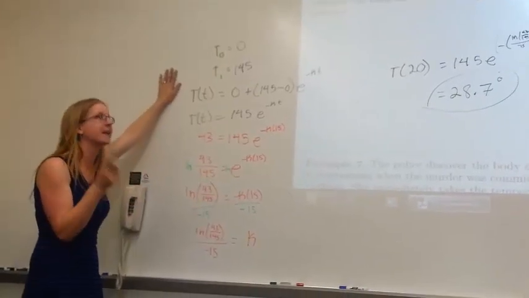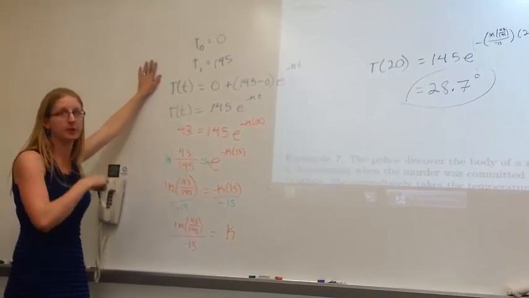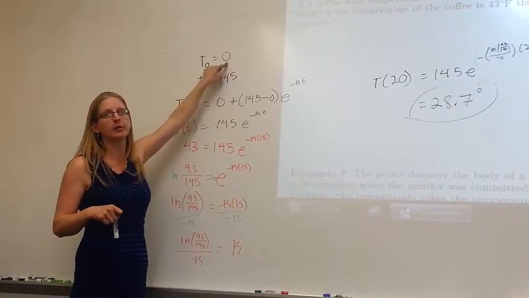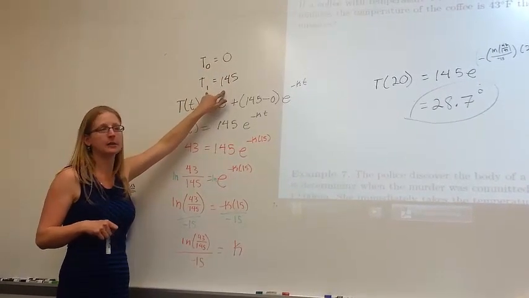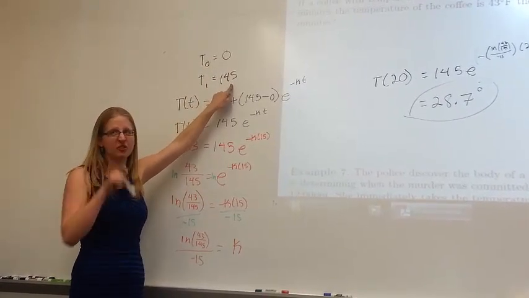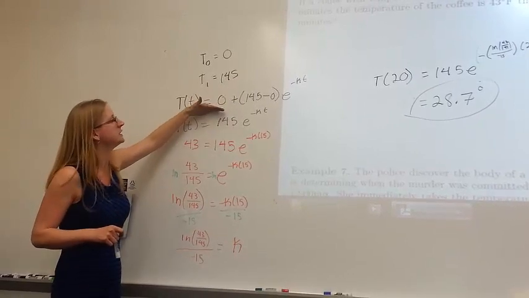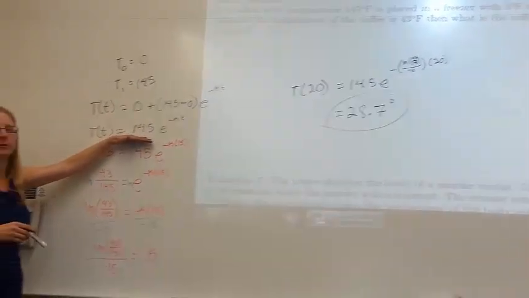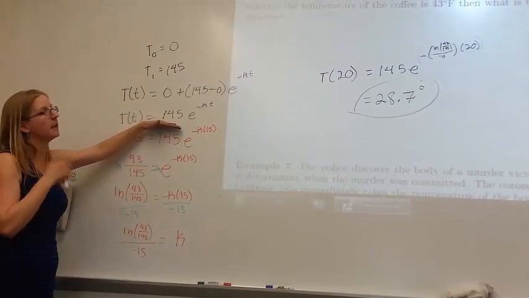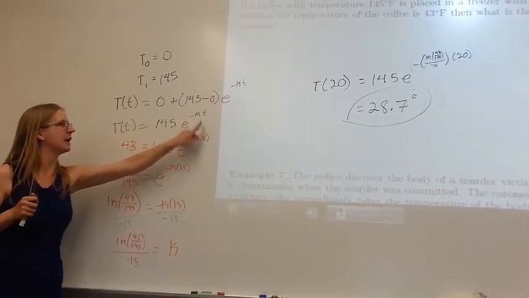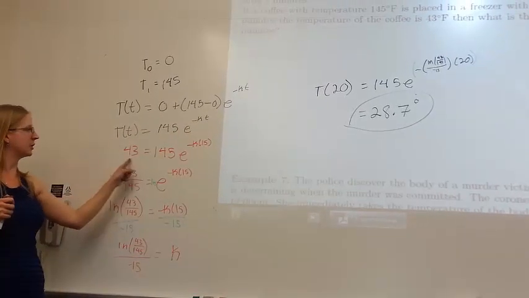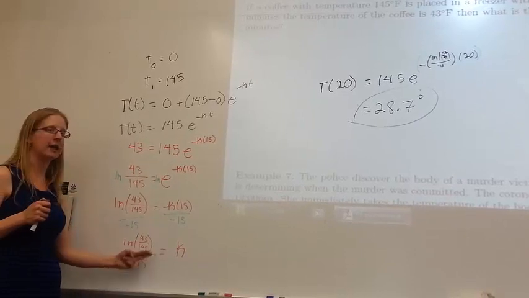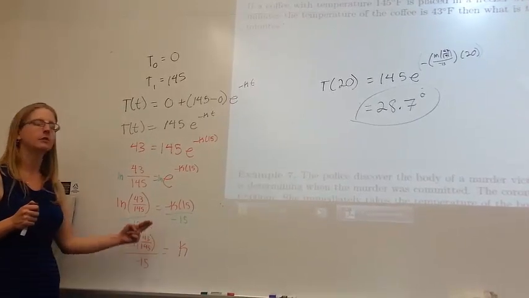Degrees to start, and we had to put it into a temperature that had 0 degrees. So my surroundings was T naught. That was the 0 degree freezer. The actual object I'm dealing with is the T1. That's the 145 degrees. Plugged it into the formula. That formula is given to us right there. I simplified that formula. Then the problem told me that after 15 minutes, so time was 15, the temperature was 43. And then I used this to solve for K. How can it end up being a negative K?